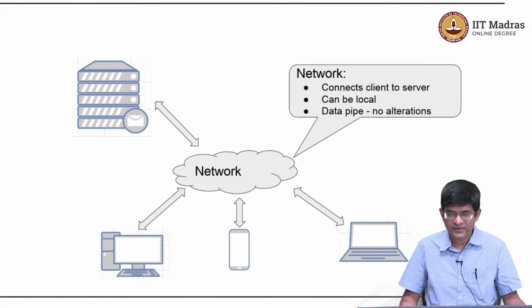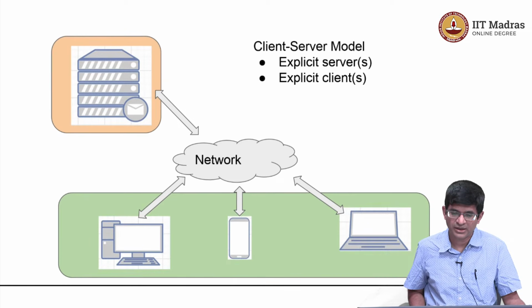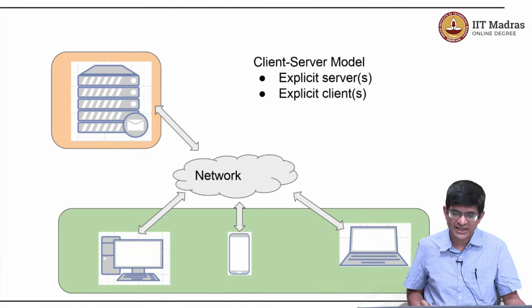So once we have these three components, a server, a client and a network that connects the two together, we can have the full blown client server model. And over here we have explicit servers. What I mean by explicit servers is that there is a very well defined notion of what is a server in this application. And similarly there are clients, they could be the end users, and there is some kind of a network that connects these two together.